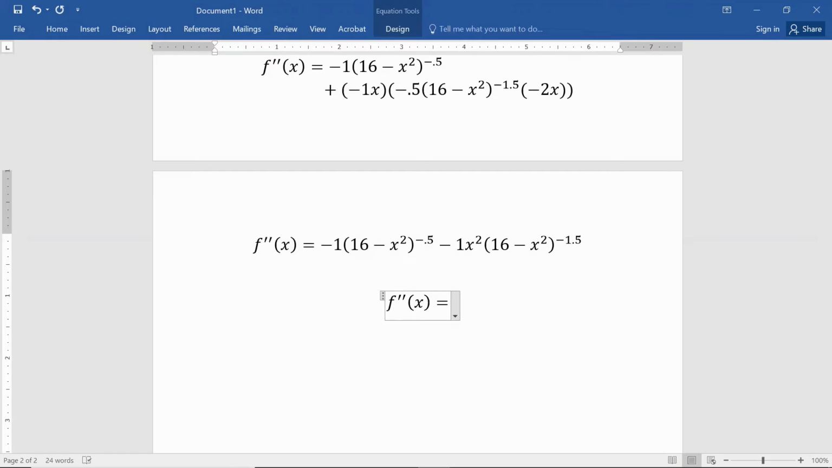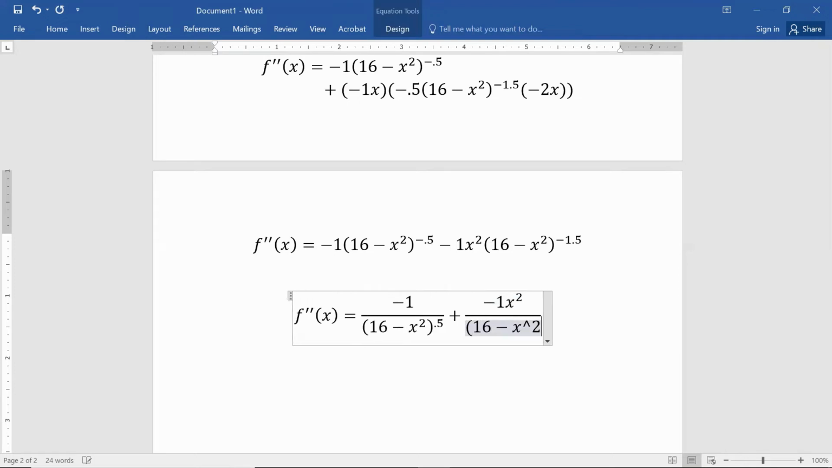I'm going to further clean this up a little bit so that I can reduce it and set it equal to 0 easier. So this first part is like negative 1 over 16 minus x squared to the 0.5 power. This second part is like negative 1x squared divided by 16 minus x squared to the 1.5 power. All I'm doing is utilizing negative exponents are like dividing with a positive exponent.